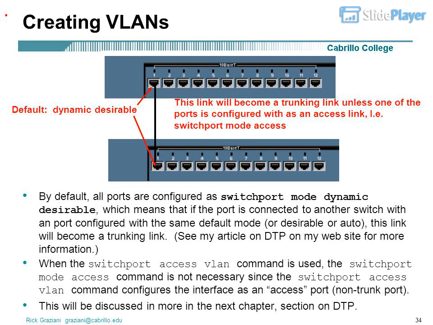Creating VLANs. This link will become a trunking link unless one of the ports is configured as an access link, that is, switchport mode access. By default, all ports are configured as switchport mode dynamic desirable, which means that if the port is connected to another switch with a port configured with the same default mode, or desirable or auto, this link will become a trunking link. See my article on DTP on my website for more information.